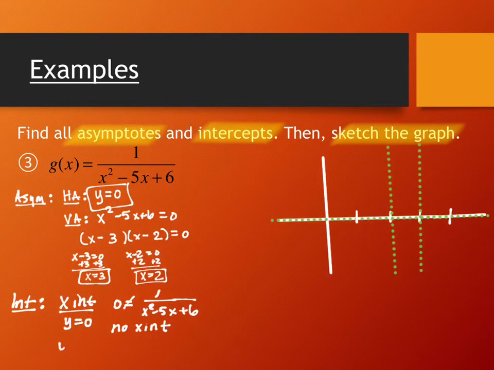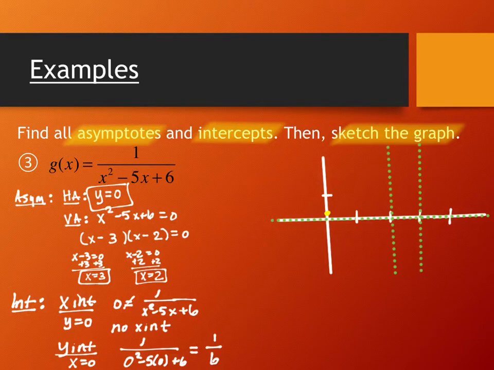Our second one, our y-intercept. Our y-intercept is when x is equal to 0. So I have 1 over 0 squared minus 5 times 0 plus 6. What will that give me? Yep, 6 on bottom, so 1/6 in general, right? The whole thing. So I need to cross the y-axis at 1/6. So, like about right there, give or take.